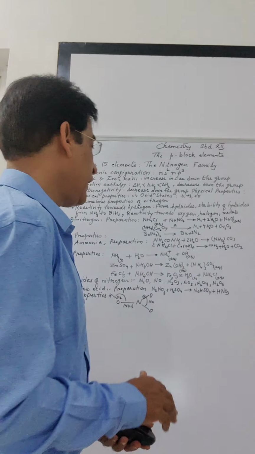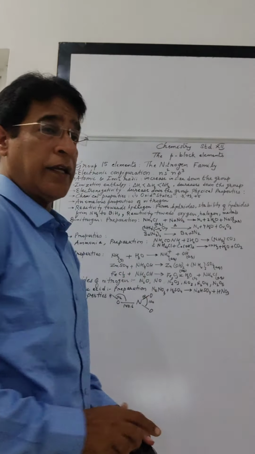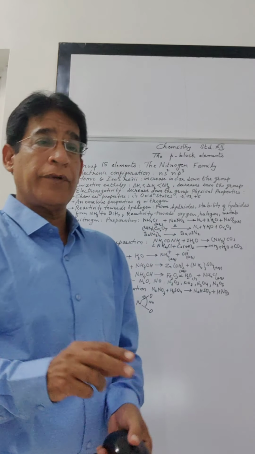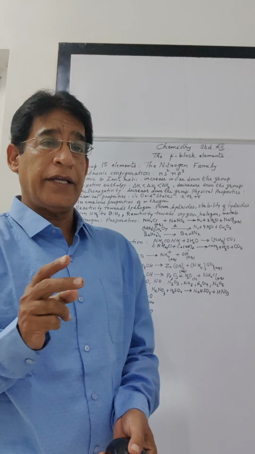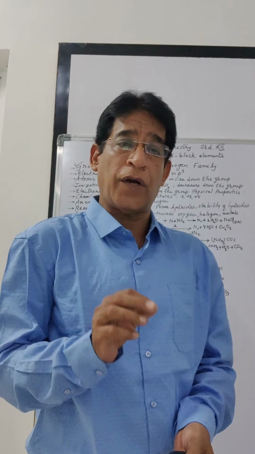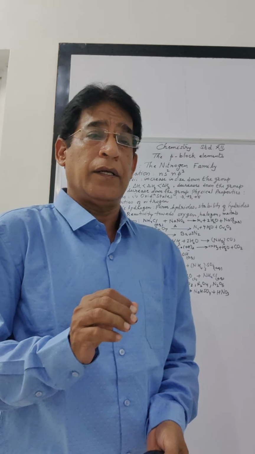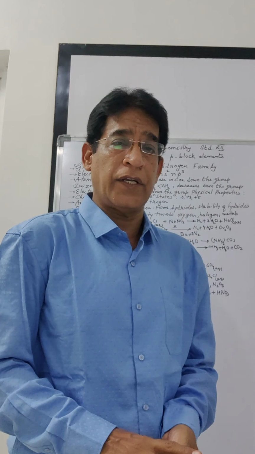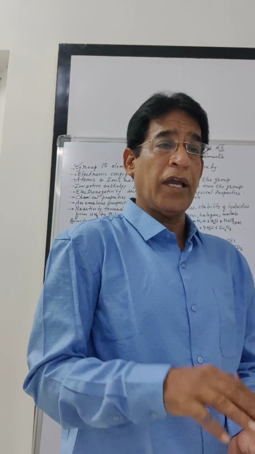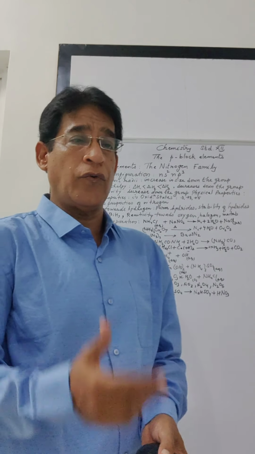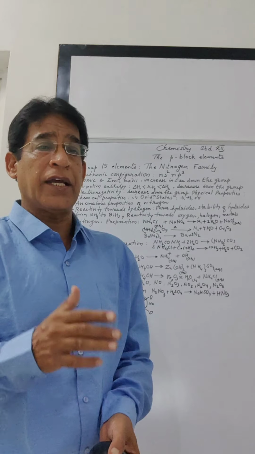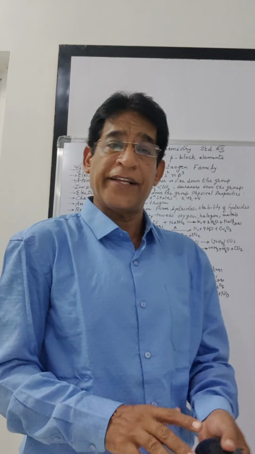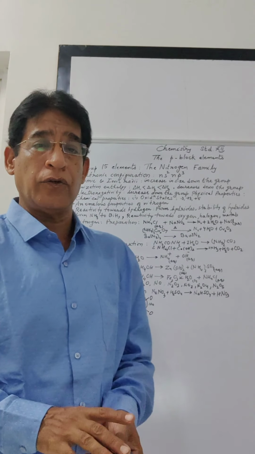Now, reactivity towards oxygen. All these elements form two types of oxide, E2O3 and E2O5. The oxide in the higher oxidation state of the element is more acidic than that of lower oxidation state. Their acidic character decreases down the group.